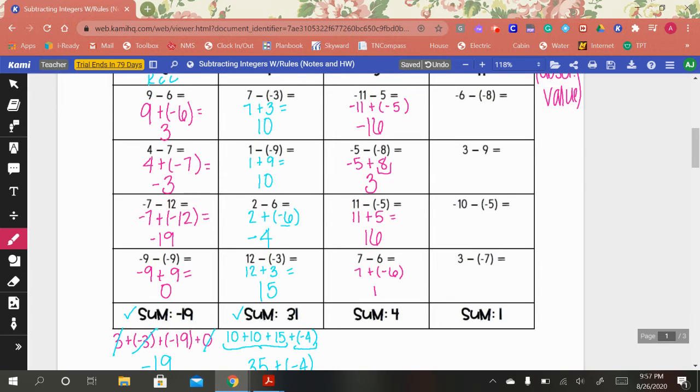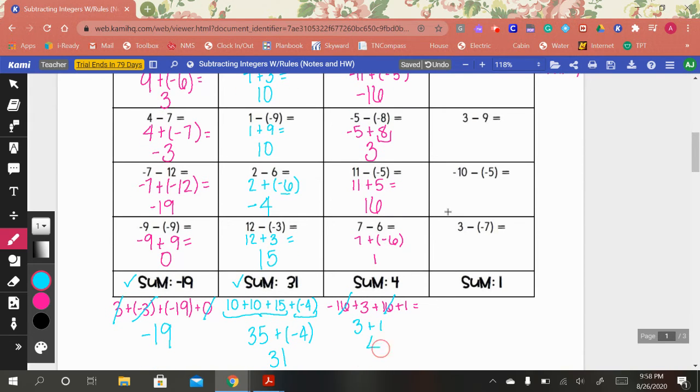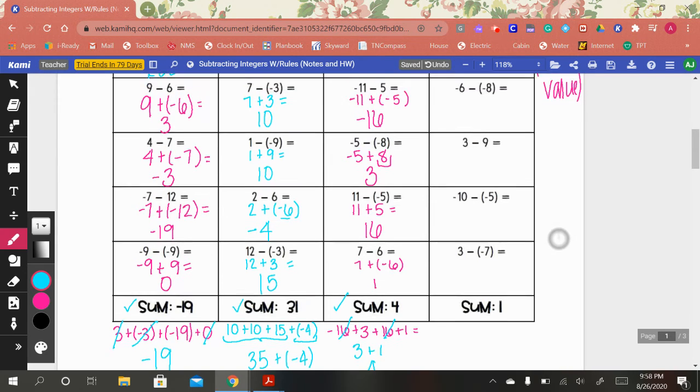All right, let's go ahead and look at our challenge. We have -16 plus 3 plus +16 plus 1. All right, I do notice that I have a set of additive inverses here. Opposites add up to be 0. So then I'm left with 3 plus 1, which is 4. So that means that my sum is correct. And that means I've solved them all correctly.